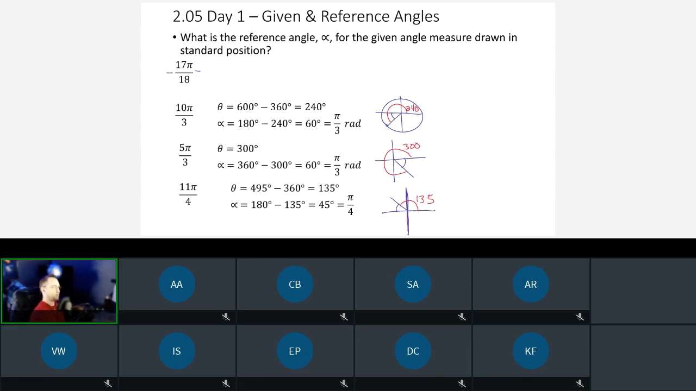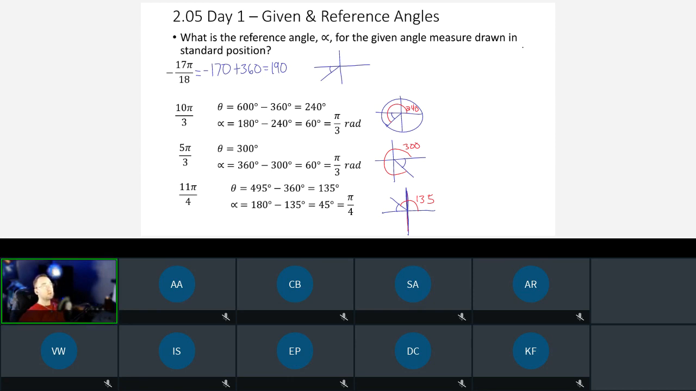Negative 17 pi over 18. What is that in degrees? Negative 170. Okay, negative 170. Coterminal, so we add 360 to it. And what do we get? 190. All right, 190. And 190 is in quadrant number 3. So like this. So we want this angle here.